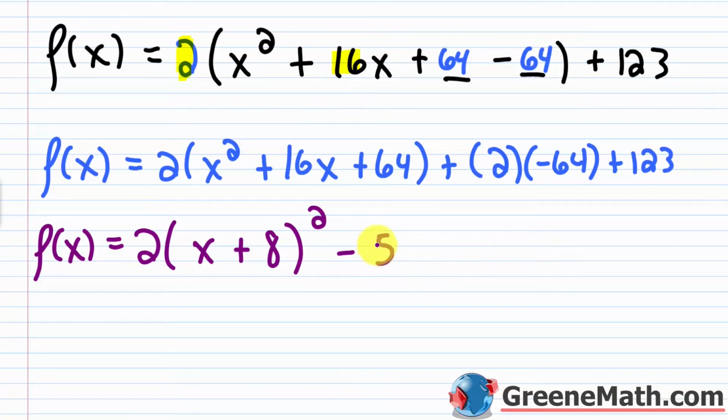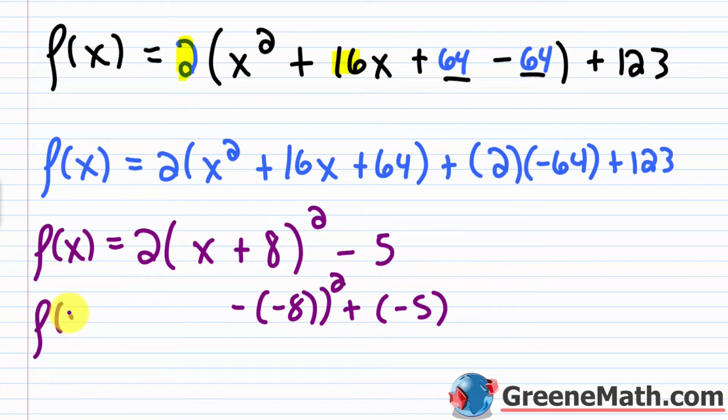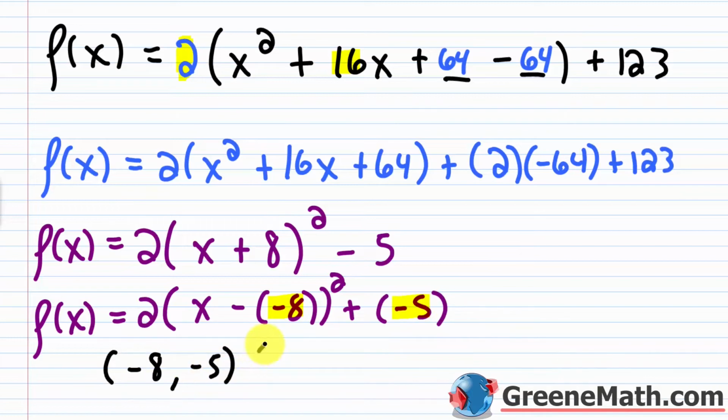So this would be your vertex form. You have f of x equals 2 times the quantity x plus 8 squared and then minus 5. Again, if you want to match things up perfectly, you would write this as minus negative 8, okay? And you would write this as plus a negative 5. So I can just write that and say f of x is equal to 2 times the quantity x minus a negative 8, again squared, and then plus a negative 5. So the vertex here is going to occur at negative 8, comma, negative 5. Again, this is your vertex.